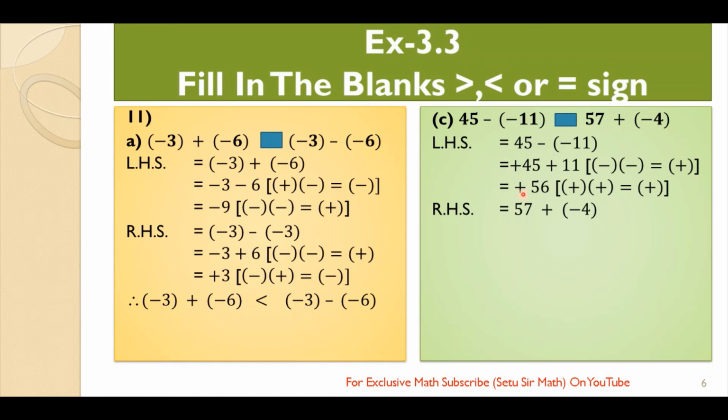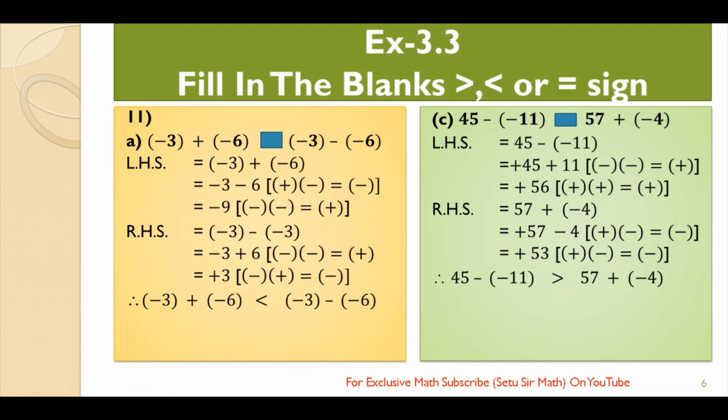Next, right hand side, 57 plus minus 4. Plus and minus, that would be minus. That's why in here we will put minus sign, and plus and minus, that would be minus. So from 57, if we subtract 4, we will get 53, and the sign will be the bigger number sign. In here the bigger number is 57, so plus 53 is our desired answer. So in here you can see 56 is greater than 53, so we will write like this. That is our desired solution.